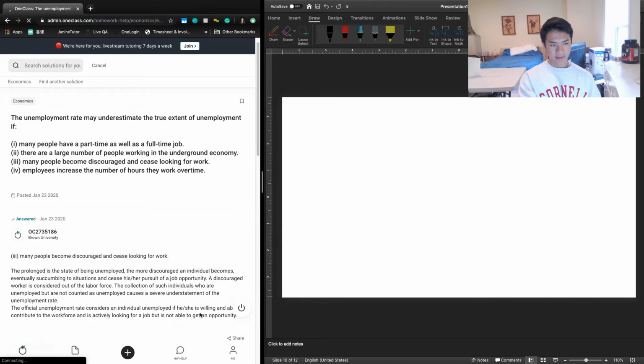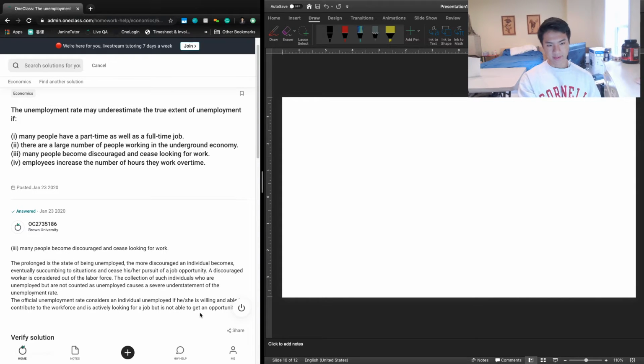And then let's talk about the next question. So the next question says, the unemployment rate may underestimate the true extent of unemployment if A, many people have a part-time as well as a full-time job. B, there are a large number of people working in the underground economy. C, many people become discouraged and cease looking for work. And D, employees increase the number of hours they work over time.